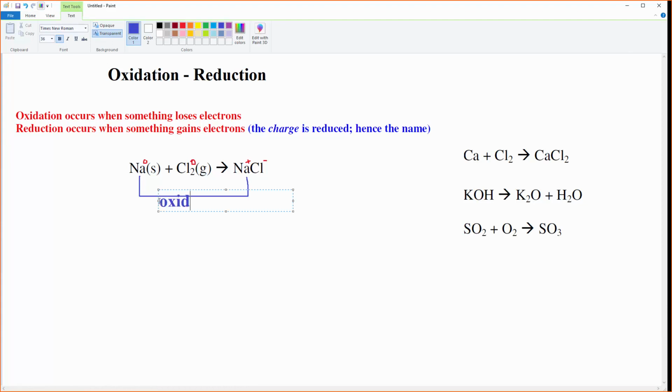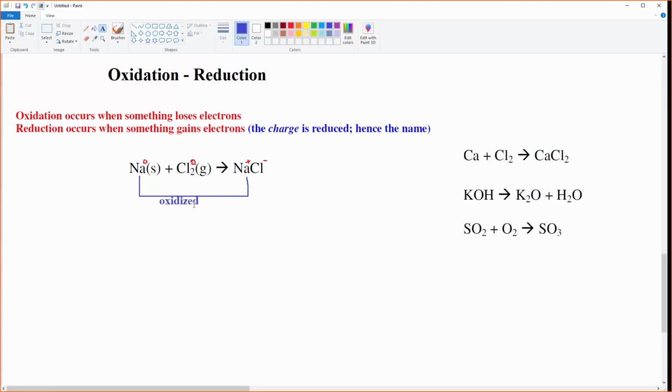So this was oxidized. It underwent oxidation. Okay, that was oxidized. This is a little bit bigger than I need it to be. Okay, and then of course, since they come together, something else must have been reduced. Does it make sense to look at chlorine and say that it was reduced? If the charge went from 0 on each chlorine to -1, then it must have been reduced.